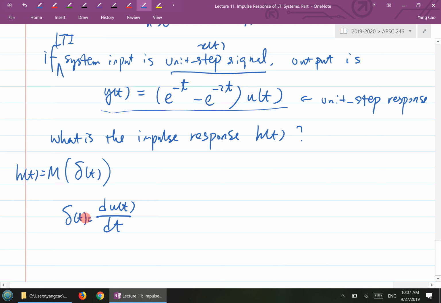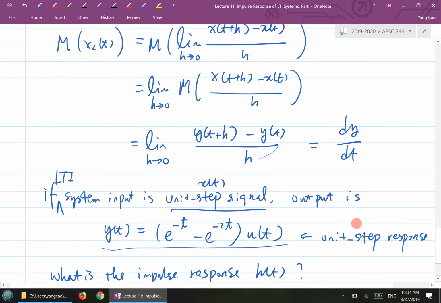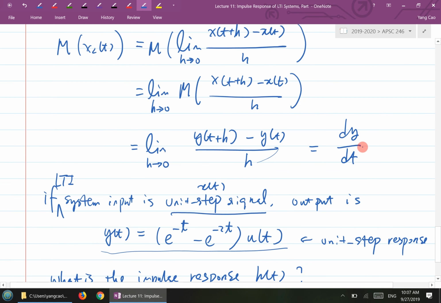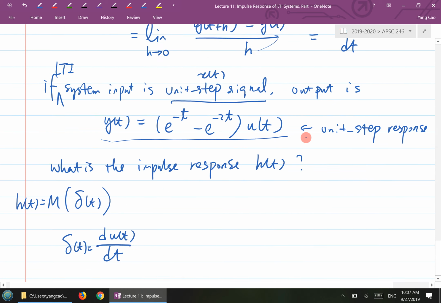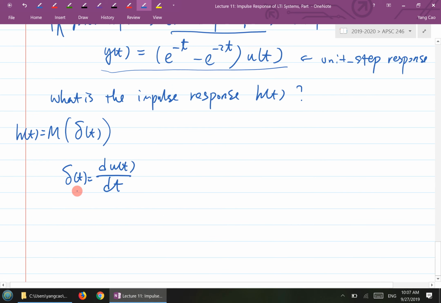Impulse delta t, right? If x of t is the input, u of t, and that's basically the result we can make use of, then h of t here is dy over dt, right? So you change the input to the impulse, which is the derivative of the original input x. Then the current output, which is the impulse response, will be the derivative of the previous output.